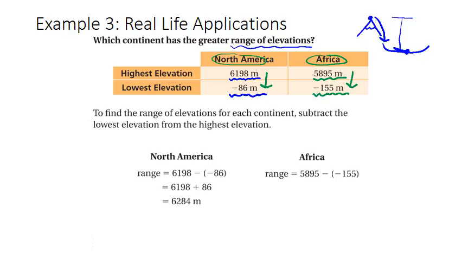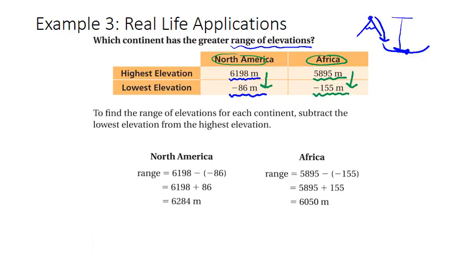We're going to find its range and say we're starting at 5,895 feet. We're going to subtract its lowest elevation, so it's going to be minus that negative 155 meters. And then we're going to say that's the same as adding a positive number, so 5,895 plus 155. And that's going to be equal to 6,050 meters.